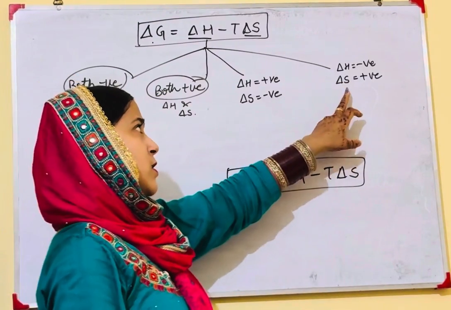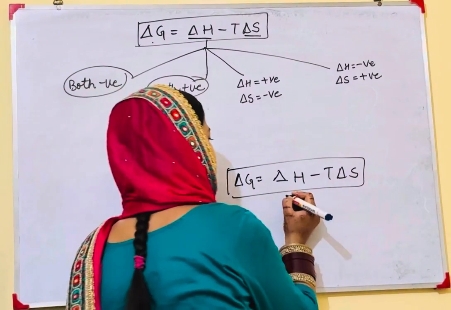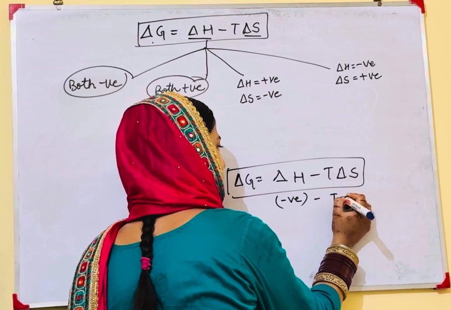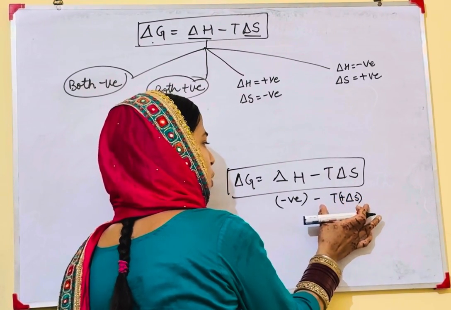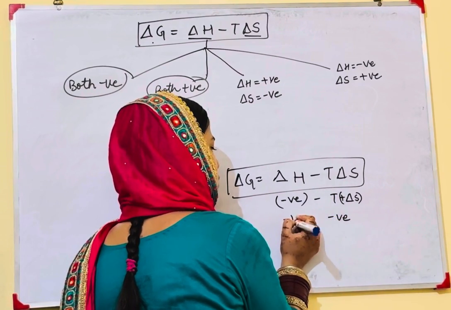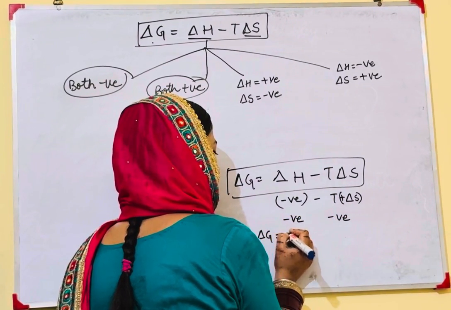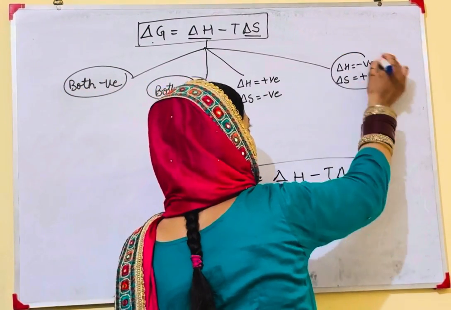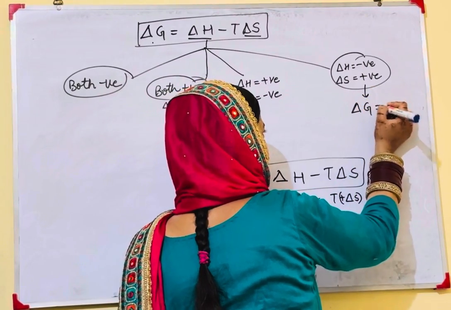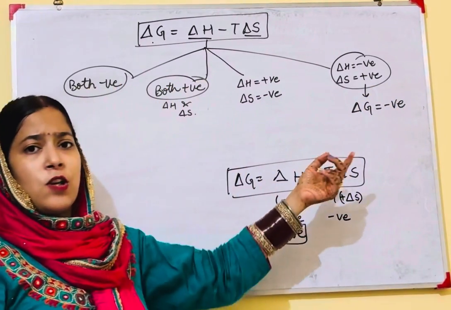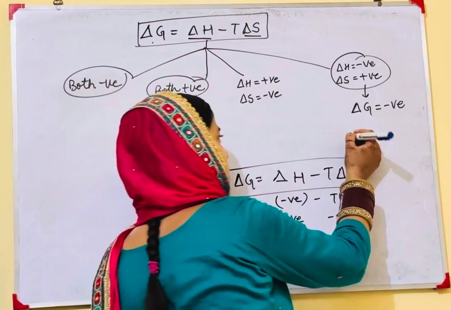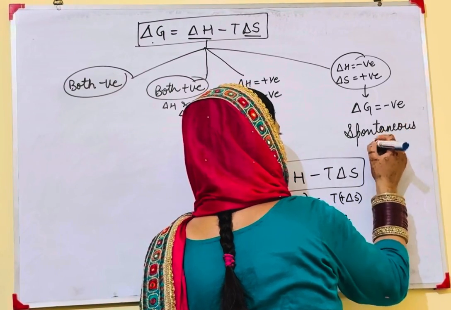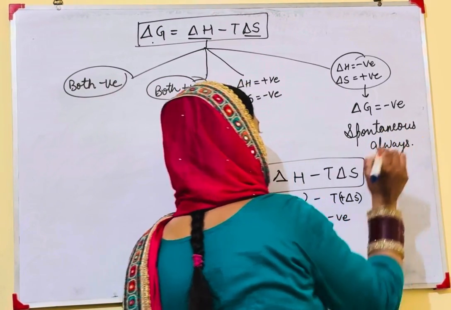First, we will discuss from here. If delta H is negative and delta S is positive, then this whole expression will be negative, and this is also negative. So delta G will be negative. When delta G becomes negative, the reaction is spontaneous. It will always be spontaneous.